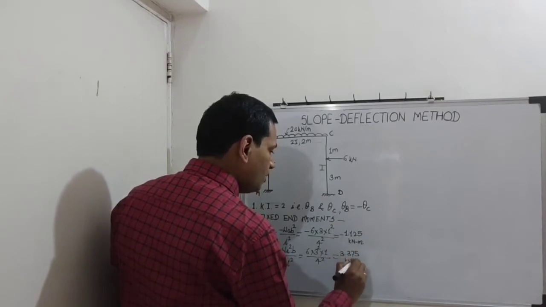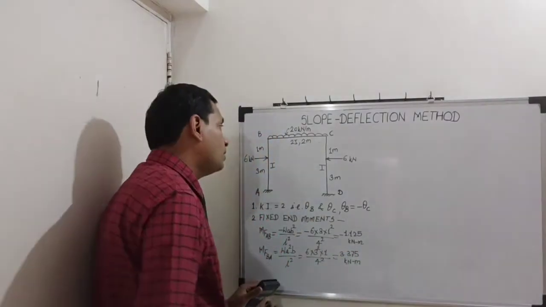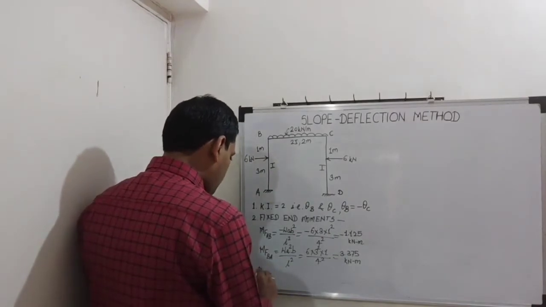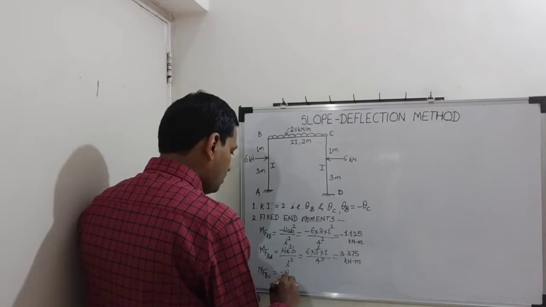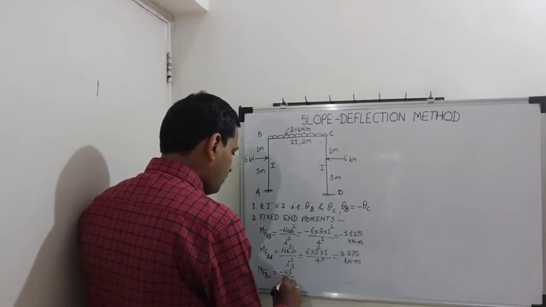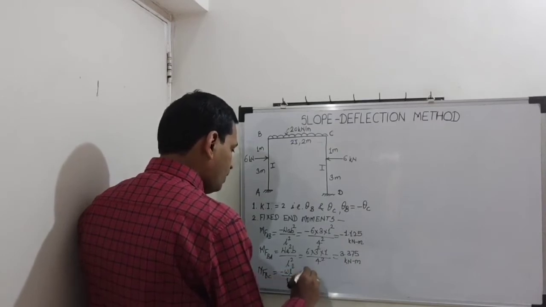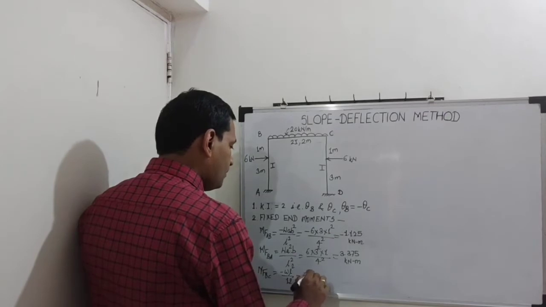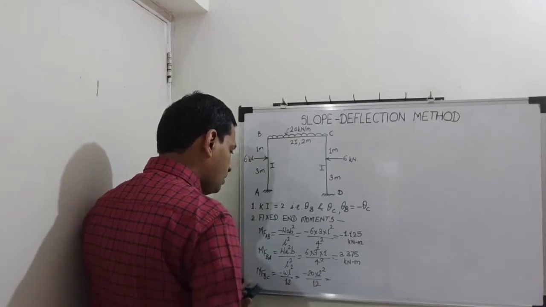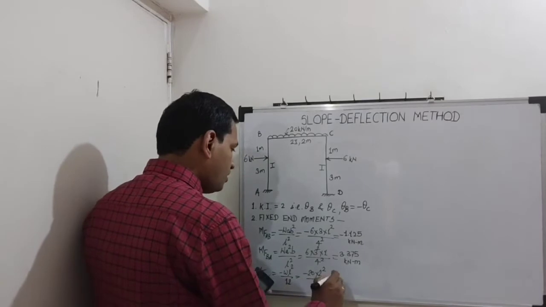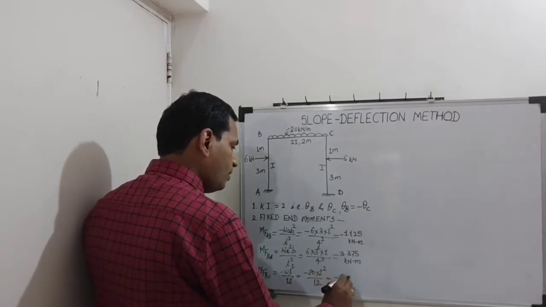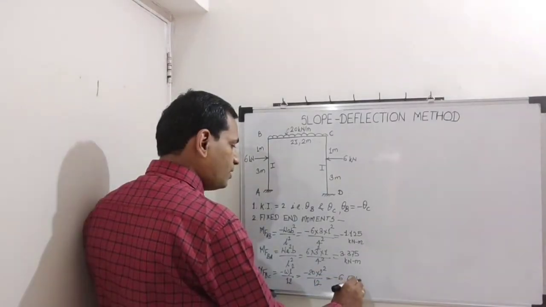Now MFBC. What will be MFBC? Minus W L squared upon 12. So it is minus 20 into 2 squared upon 12. Let us find this value also. It is minus 6.67 kilonewton meter. So these are the fixed end moments.